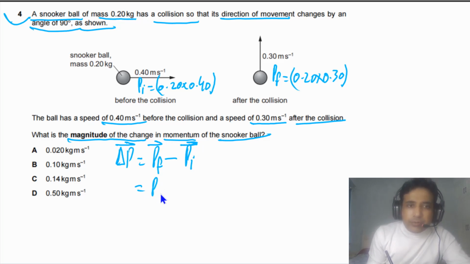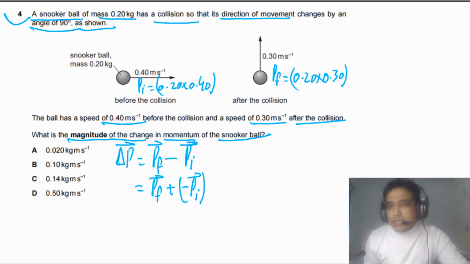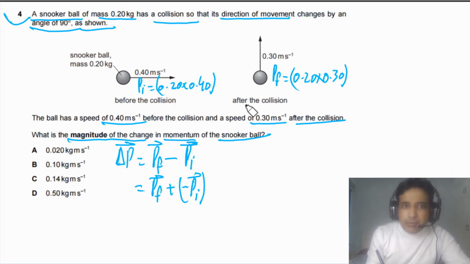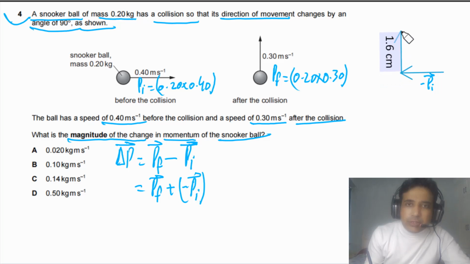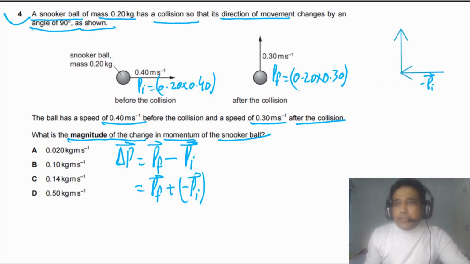We can also write this in a slightly different form. We can say P final plus negative P initial. Now we simply need to add these two vectors together and we can find delta P. So in this case, this one is P final and this one is P initial, but negative of P initial. This is to the right, so the negative P initial will be to the left. And we have P final, which is vertically up, so this is the P final vector.